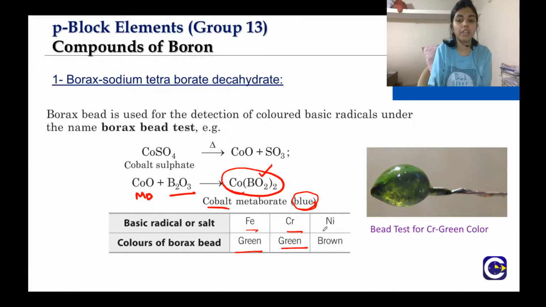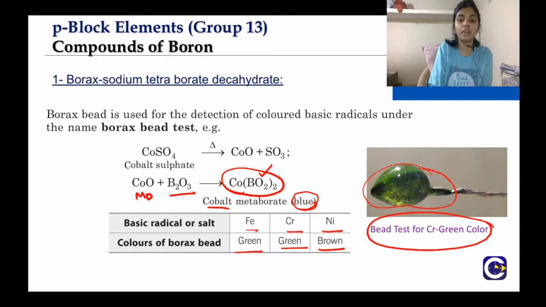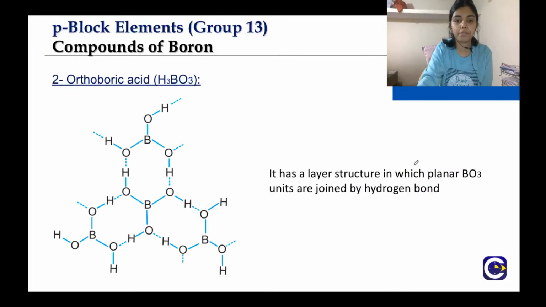Chromium, the color is green, and nickel, the color is brown. So here you can see the bead test for chromium, that is greenish in color. This is due to the formation of what? Chromium metaborate, which is green in color.